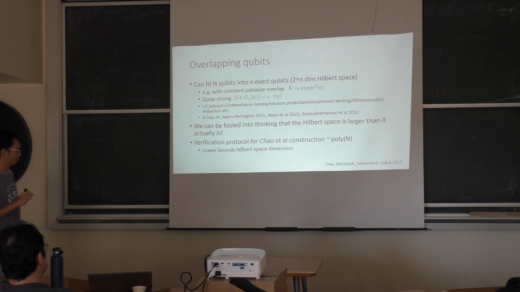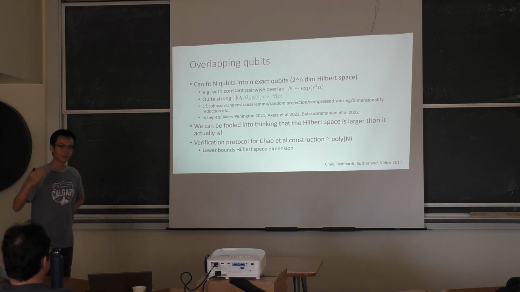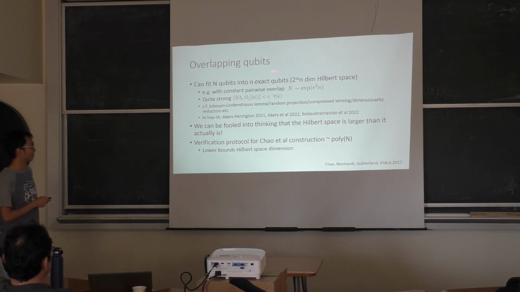So the point here is that we have to unlearn a part of our intuition and be careful about these small changes in this particular context. The lesson is that we can be fooled into thinking that the Hilbert space is a lot larger than it actually is. So you really have a 2 to the small n-dimensional Hilbert space, but you think you have a larger number of qubits.